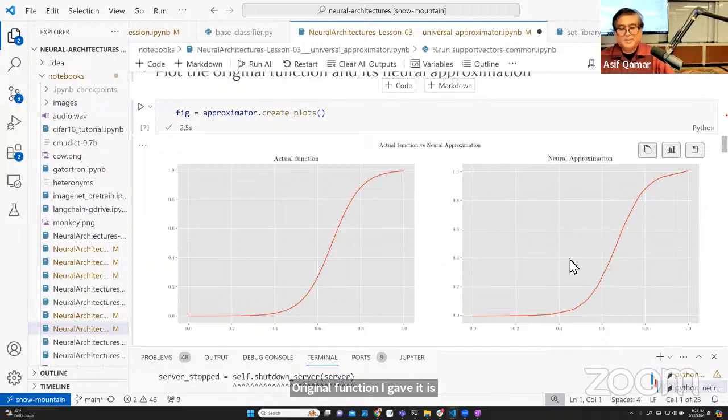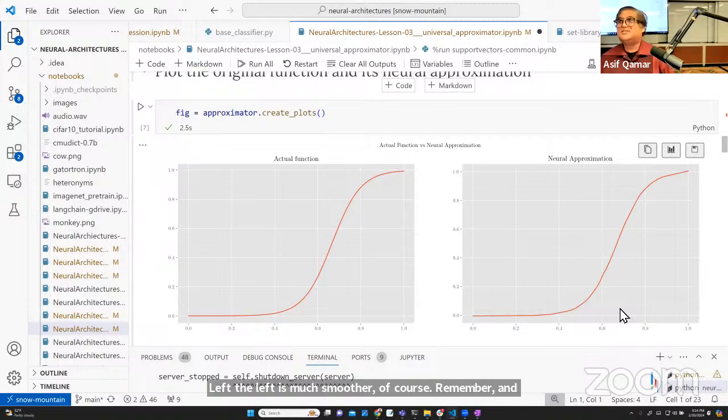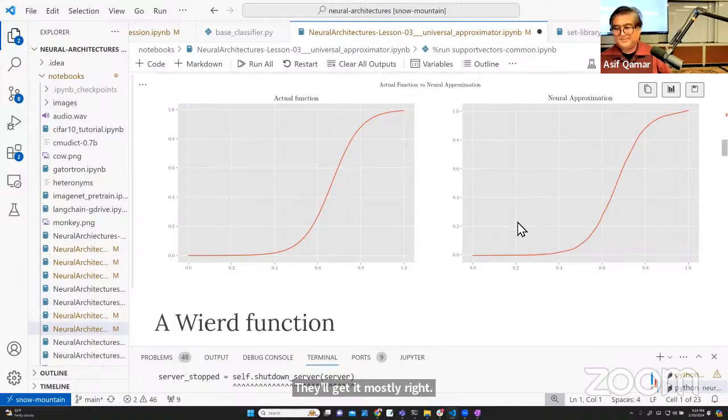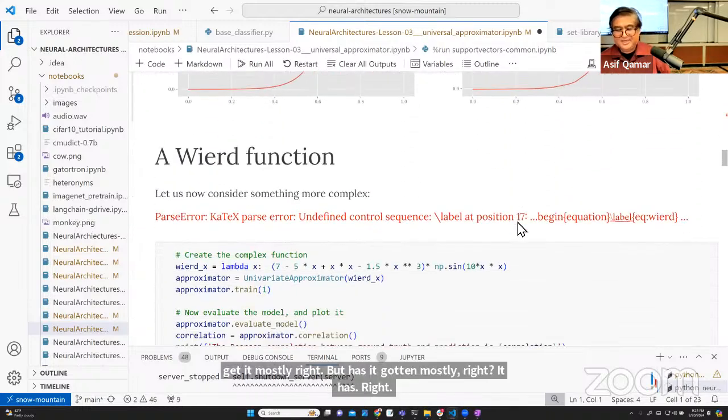And by the way, you'll see all the code is there. Look at the one on the right. Do you think that it has a fairly high fidelity to the thing on the left? The left is much smoother, of course. Remember, neural networks are approximators, right? They'll get it mostly right. But has it gotten mostly right? It has, right?